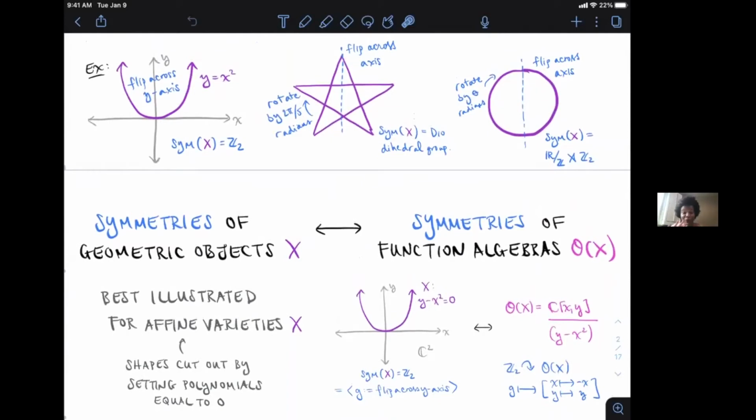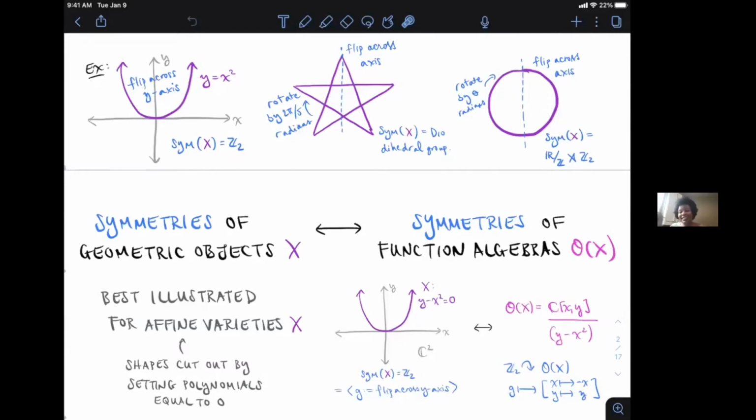Now, I'm not assuming anybody knows anything in this talk, so I'm going to define everything. All right, so what's an affine variety? An affine variety is just a shape that's formed by cutting out a bunch of polynomials equal to 0. So for instance, if I take the polynomial y minus x squared equal to 0, I get this shape here. That's an affine variety. And as we saw up here, its collection of symmetries is a group Z2.